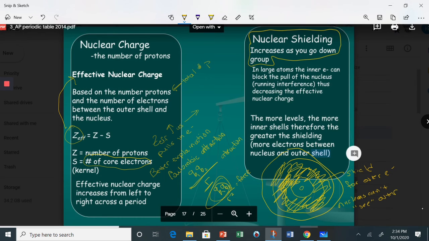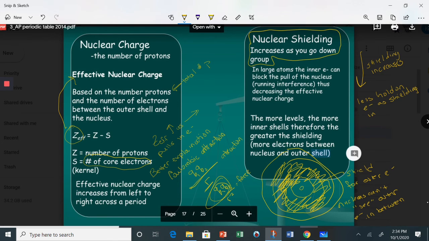Right? There's electrons in between. They run interference in a sense, like a buffer. And that's shielding. So as you go down a group, shielding increases. The more shielding, the less hold on outer electrons as shielding increases.